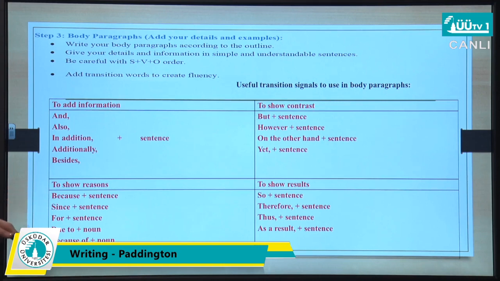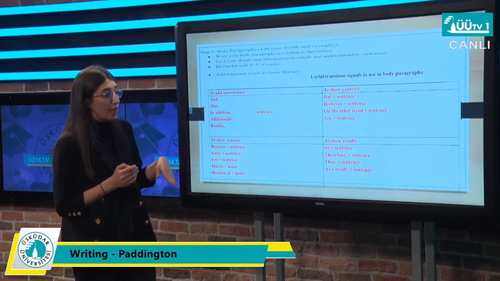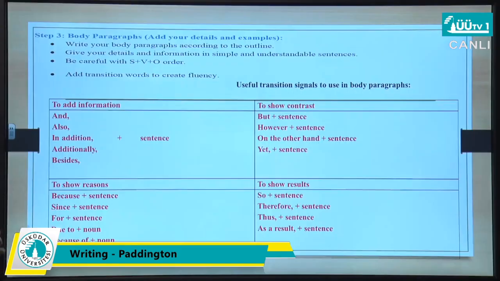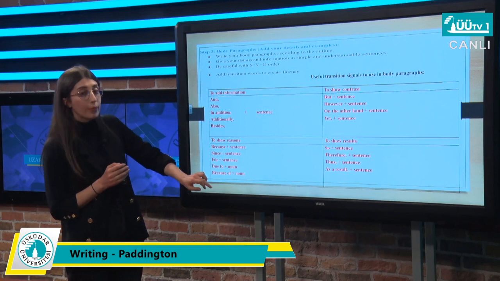If you want to show reasons, you can use because, since, for, due to, because of. And if you want to show results in your sentence, you can use signal words like so, therefore, thus, as a result. So these are the signal words for your body paragraphs.